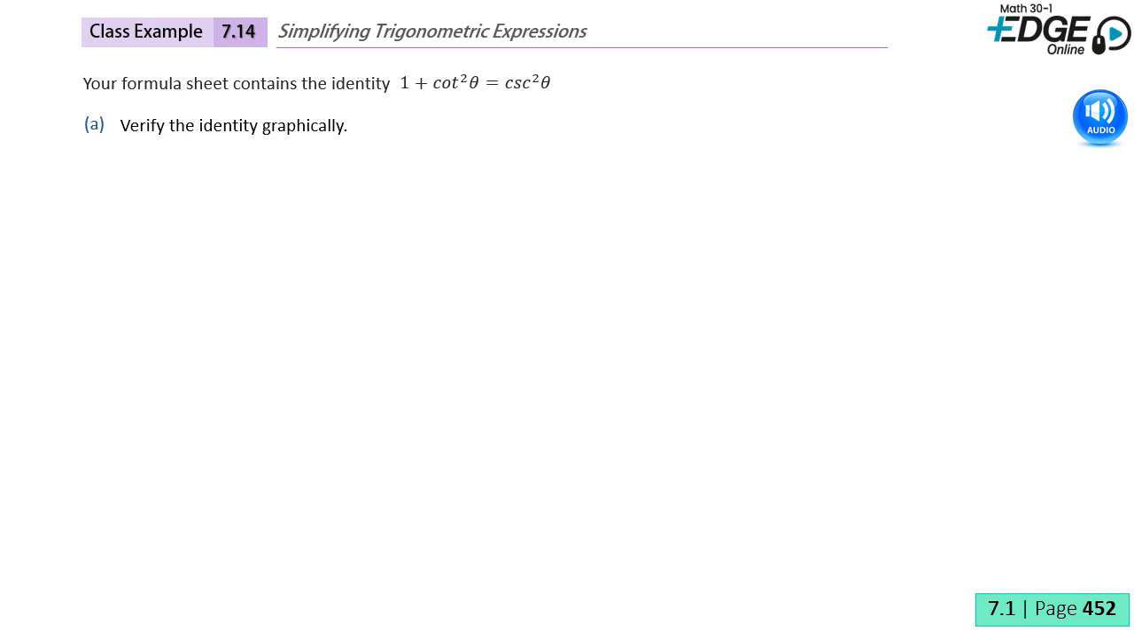This time, let's verify a given identity graphically. To do this, we will graph the left side of the equation as y1 and the right side as y2.